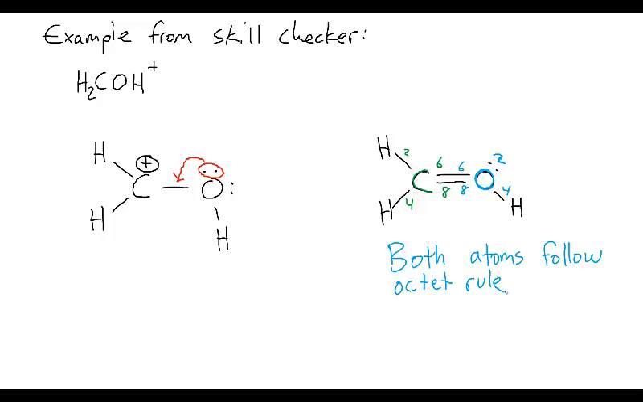Whereas here, carbon breaks the octet rule, because carbon only has 2, 4, 6 electrons around it. And I think one point of confusion for some people was when you're counting in terms of the octet rule, shared electrons and lone pairs count the same. They count equally when you're counting for the octet rule.